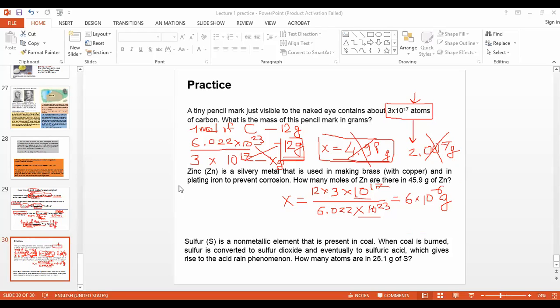All right, so let's just discuss. Did you guys understand this, or you didn't get the point here? Yeah, sure, clear. I understood this calculation, but without the 12. I just put the 3 times 10 to the power of 17 divided by the Avogadro's number.